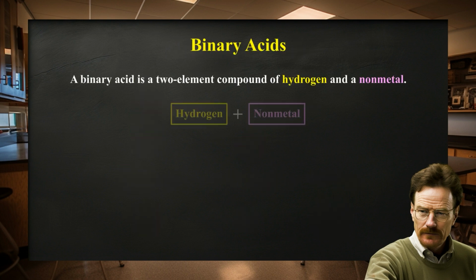A binary acid is a two-element compound of hydrogen and a nonmetal, usually a halogen.